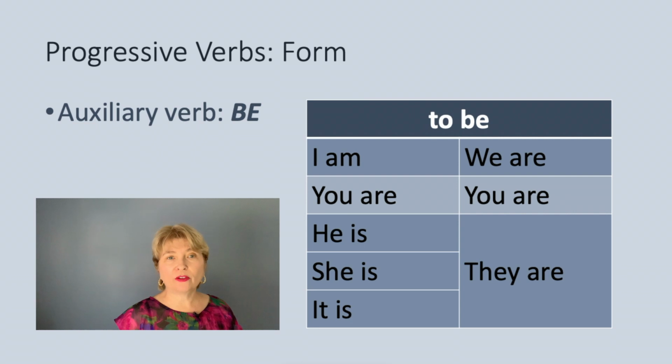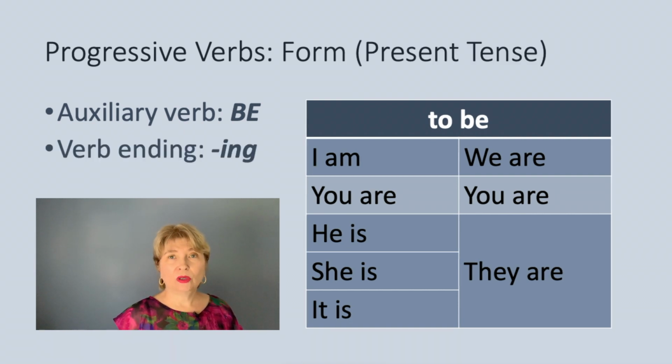Look at the chart and follow along as I read the subject pronoun with conjugations for be in the present tense. I am, you are, he is, she is, it is, we are, you are, and they are. In the past and future progressive tenses, you'll conjugate be in the past or future simple tense. The base verb plus ing will stay the same for all of them.